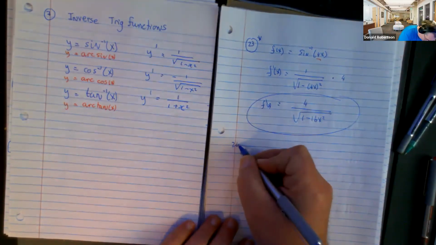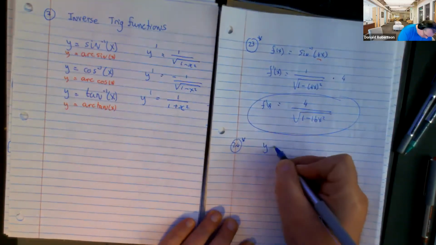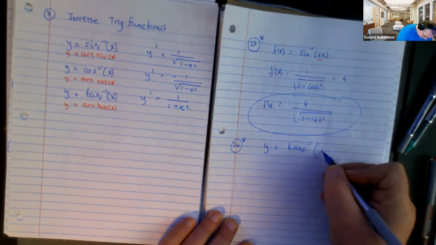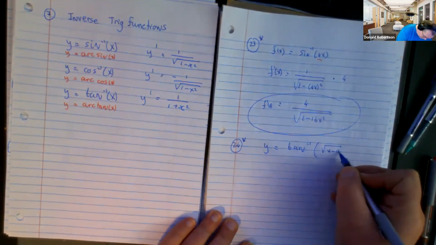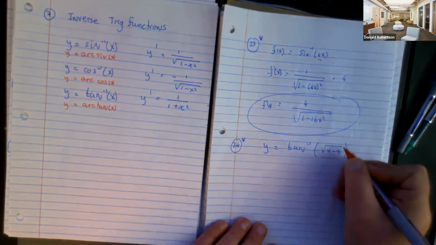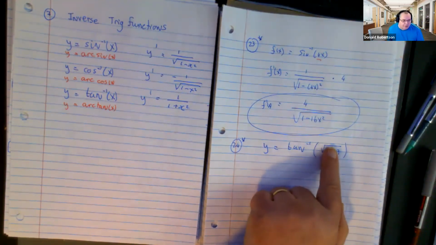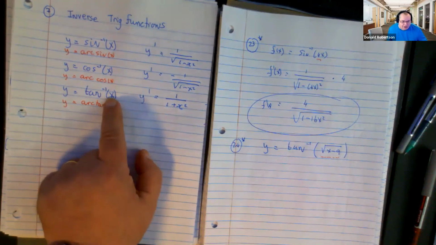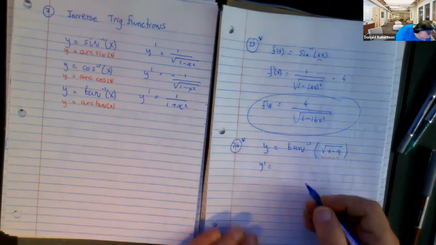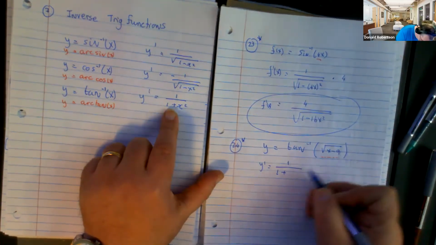Let's try 24 then. A little bit harder this time. We're going to do an inverse tan of the square root of x minus 9. Now this guy here, this whole square root thing, is my inside function. So when you differentiate, you are going to get 1 over 1 plus the inside function squared.